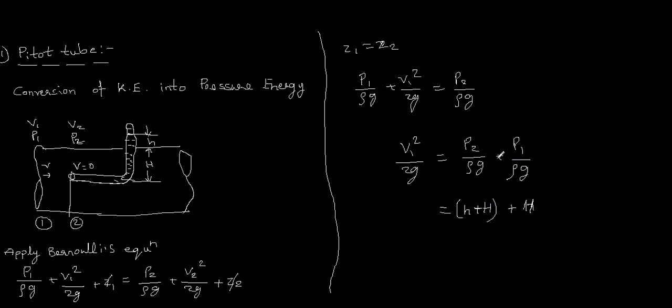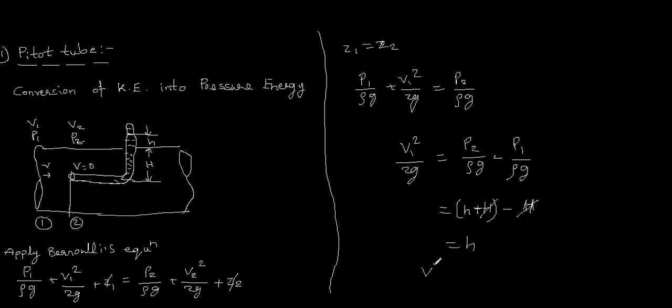So here we will be getting P2 by rho g minus P1 by rho g. Make the correction: here also we need to represent a minus sign. Sorry for that. Here we will be getting a negative sign, and here also a negative sign. So now P2 by rho g minus P1 by rho g is small h plus capital H minus capital H. This capital H will be cancelled, so it should be equal to small h.